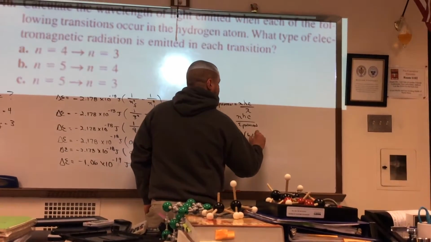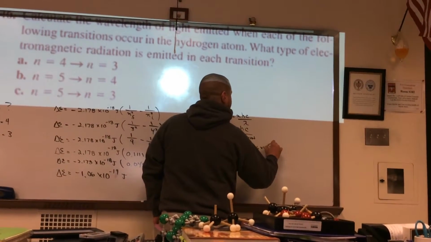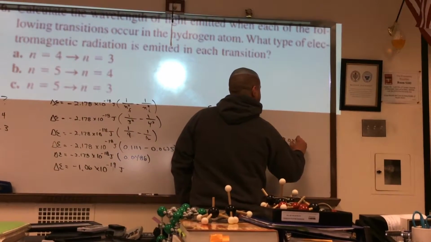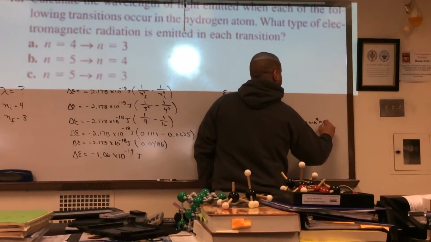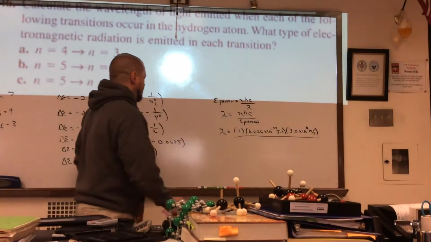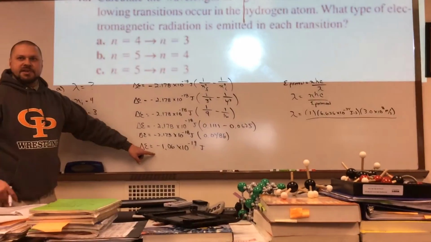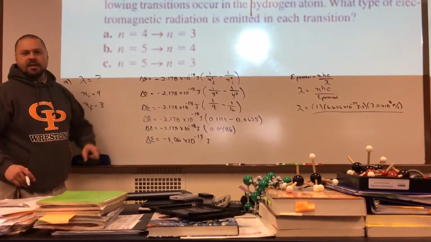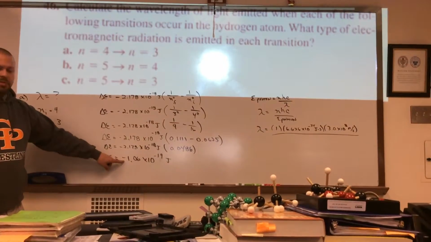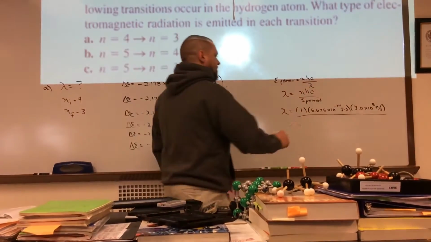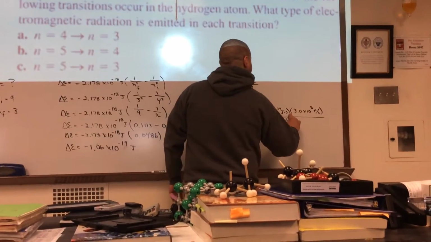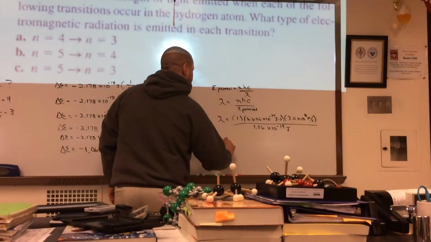h is 6.626 times 10 to the negative 34th joule seconds. c is 3.0 times 10 to the 8th meters per second. All divided by the energy of the photon. Now watch your signs. We want to ignore a negative sign here. I don't want my wavelength coming out negative. Wavelength's got to be positive. That's just direction. It's exothermic. So I'm just going to type in here 1.06 times 10 to the negative 19th joules.